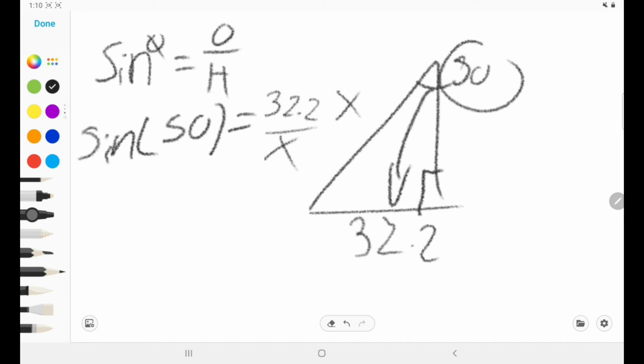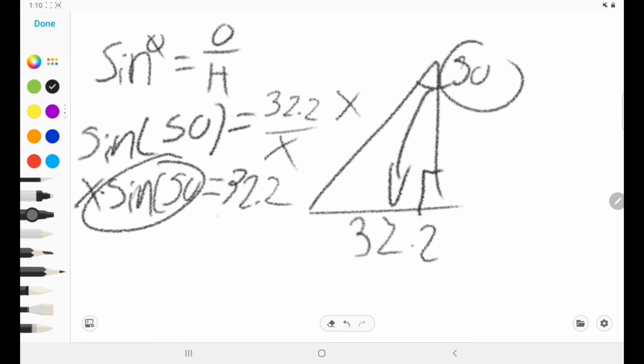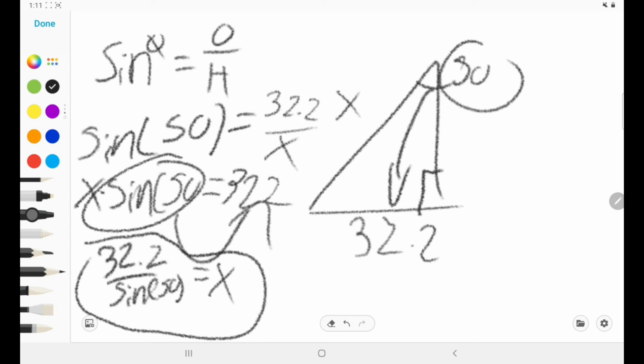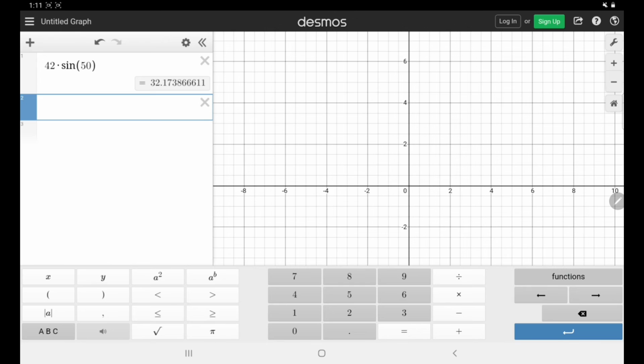So how do we solve this? Well, it's a bit of a pain, but it's just two steps. We're going to move x over here. We're just going to multiply both sides by x. So x times sine of 50 is equal to 32.2. Then we're going to divide by the sin of 50. So we're just going to put the sin of 50 under the 32.2. So our equation is 32.2 over the sine of 50. And now we're just going to plug this into Desmos. If we do this equation correctly, we should be getting our 42. So when we plug this in, what do we get? We get our special 42.